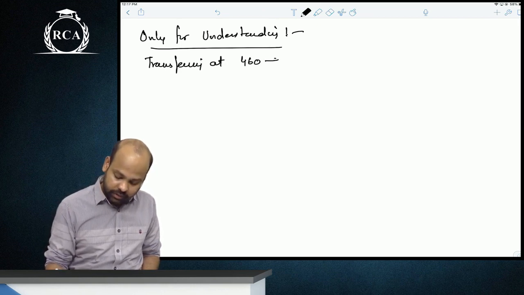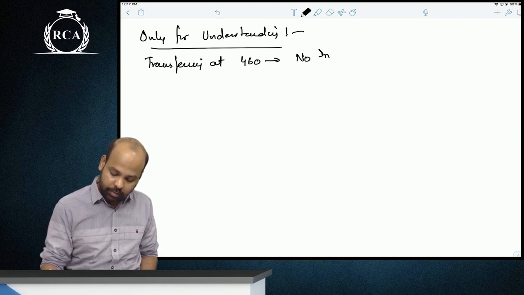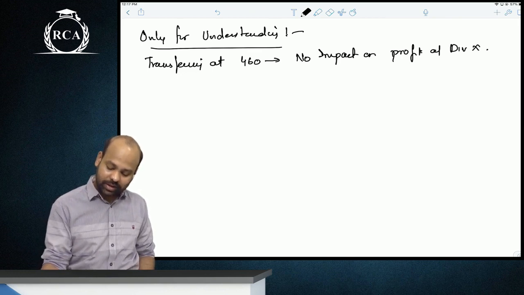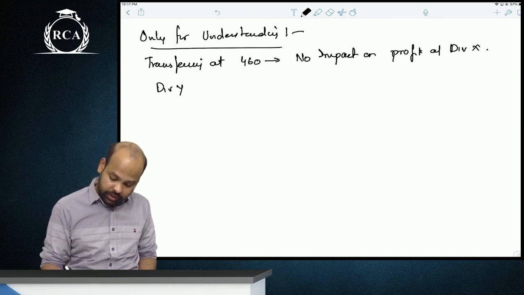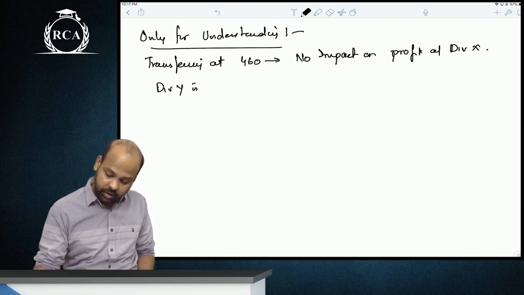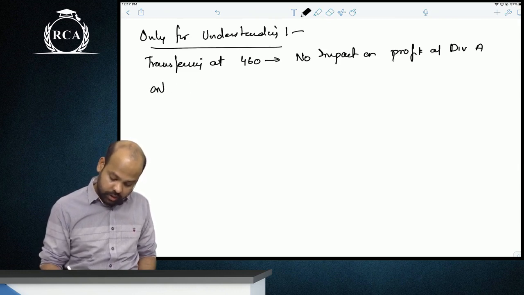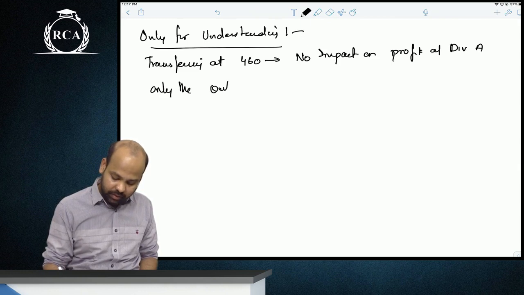Transferring at 460, there is no impact on profit of division X. Just for our understanding, division Y, sorry, division A, beta, no impact on profits of division A. Output is the same. Only the output of division B is increasing.